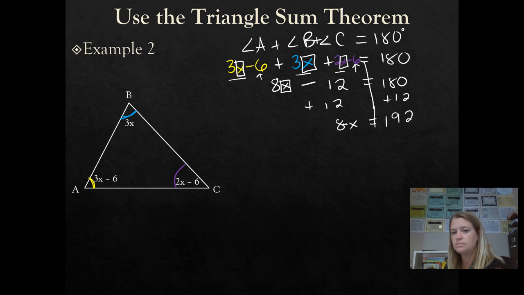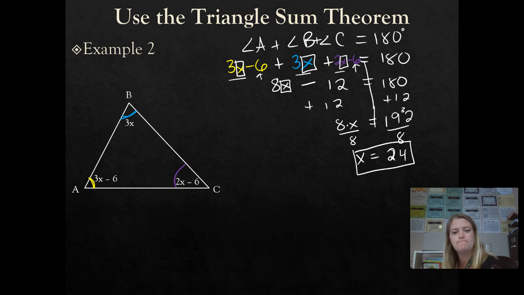And this is being multiplied. 8 times x is being multiplied. So you're going to do the opposite and divide by 8. And we get x equals 24 because 8 goes into 19 twice. I call this short division. Twice because it's 16, and then we have 3 left over. So then 8 goes into 32 4 times. Or you could just put it into a calculator. So that is how we do the triangle sum theorem.